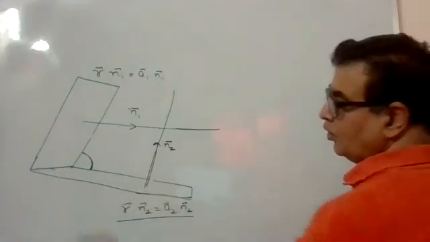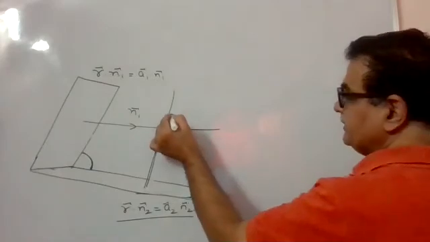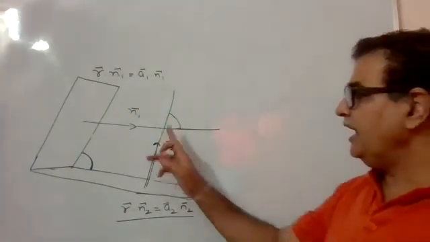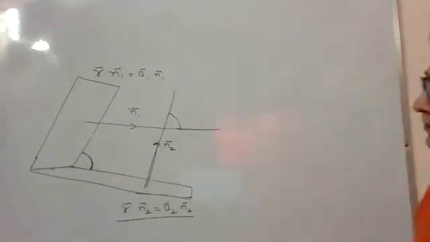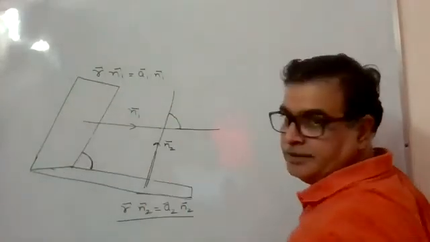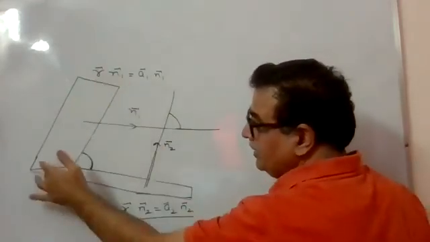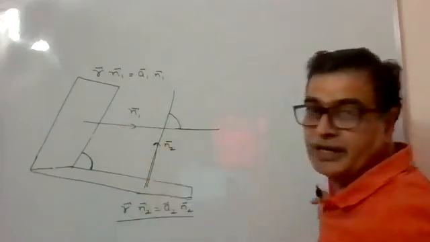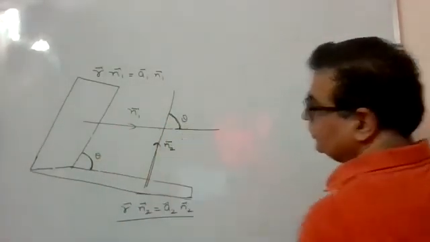Now check here. Will the angle between these two planes be the same as the angle between their normals? This line is perpendicular to this plane, and this line is perpendicular to the other plane. So the angle between the two planes is the same angle that comes between the two normals. If this angle is theta, then this is also theta.